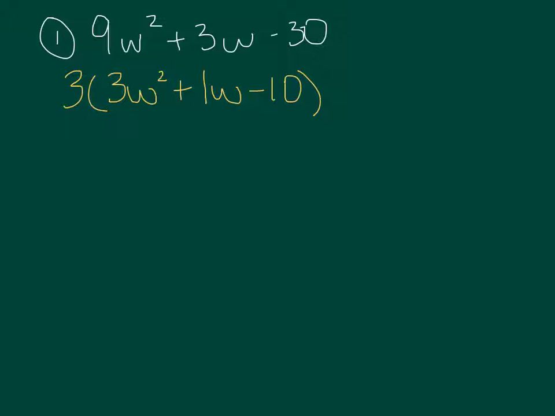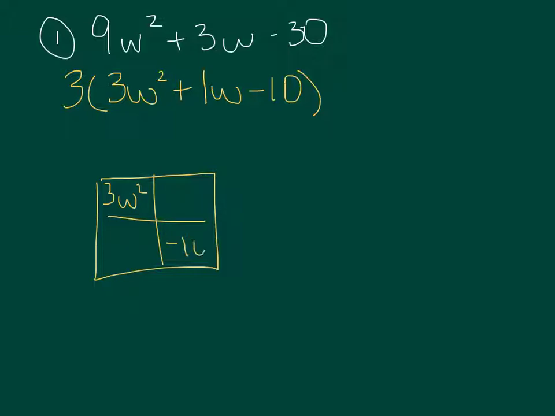Now we can factor just like we were. So you can make your box. 3w to the second goes on the top left. Negative 10 goes there. These two need to add up to 1w. So you have a w here and a w here. You still take a times c. So 3 times negative 10 is negative 30.